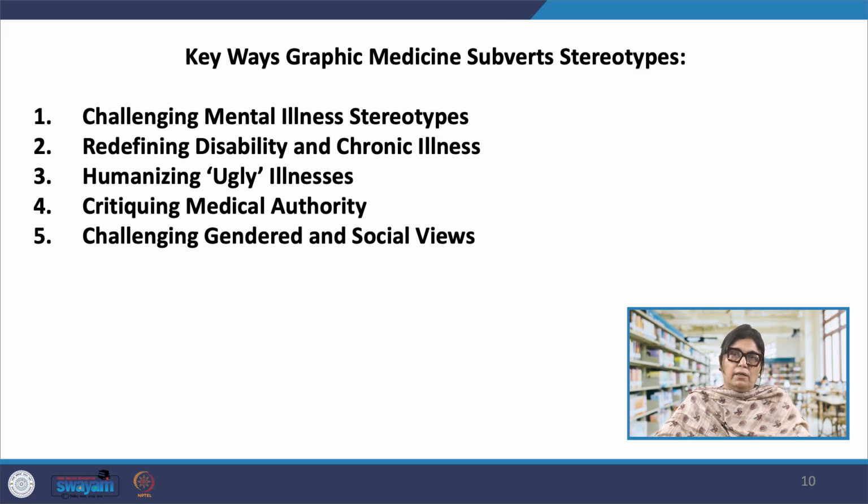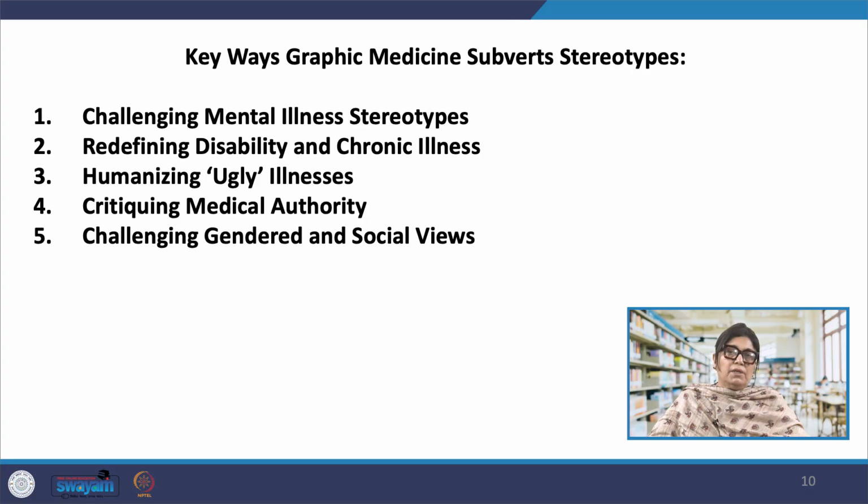Graphic memoirs like Ellen Forney's Marbles and Rachel Lindsay's RX disrupt stereotypes that equate mental illness with violence or incompetence, replacing them with nuanced subjective experiences of mania, depression, and neurodivergence. Second is redefining disability and chronic illness. Works such as Dana Walrath's Alzheimer's move away from viewing dementia as brain dead or zombie-like, instead portraying it through a lens of imagination, creativity, and interdependence.